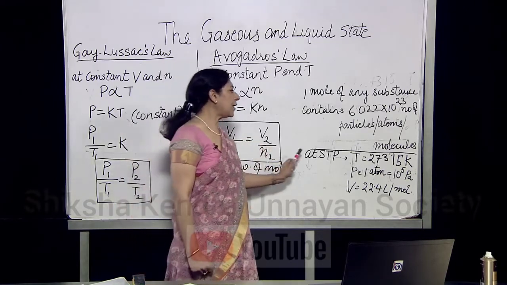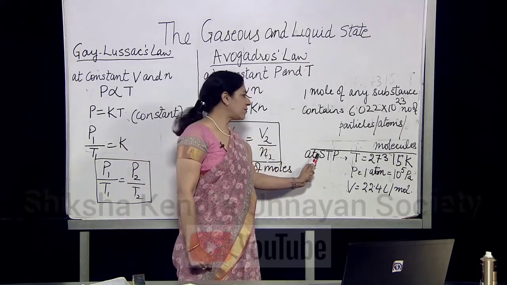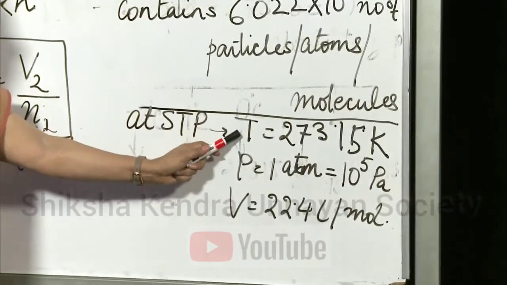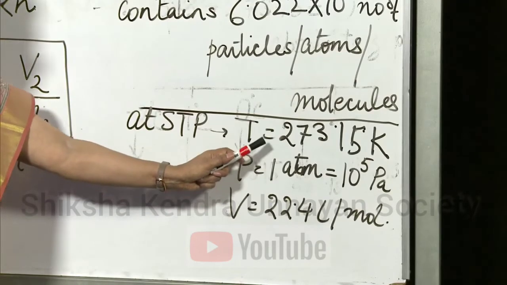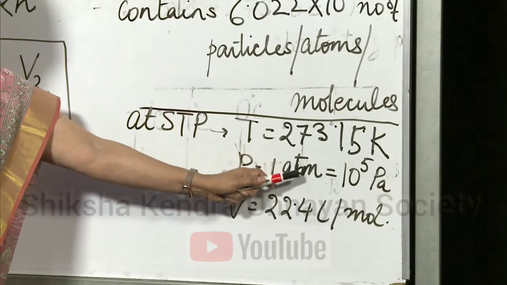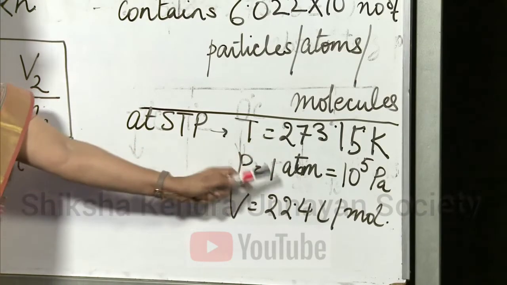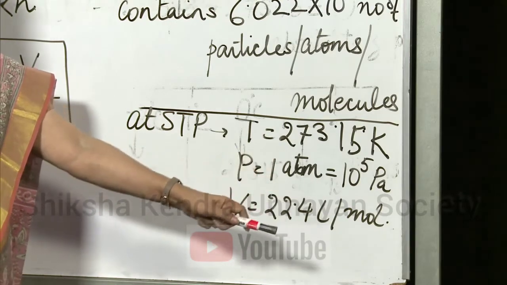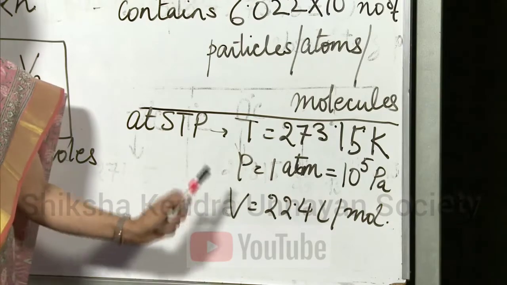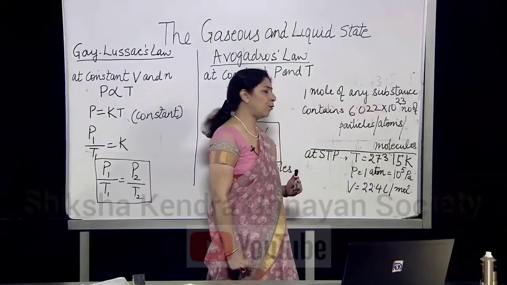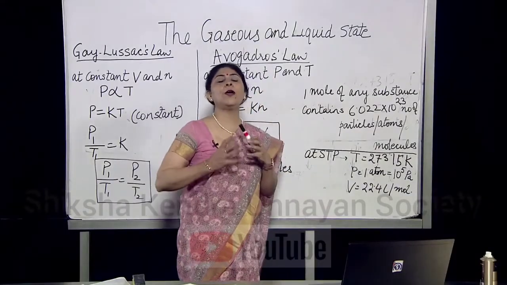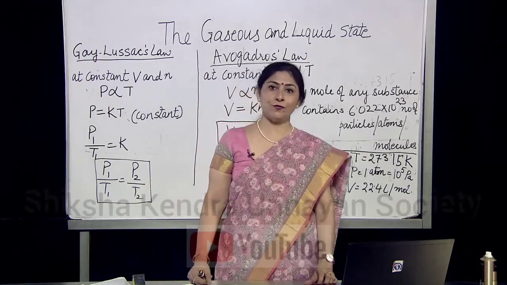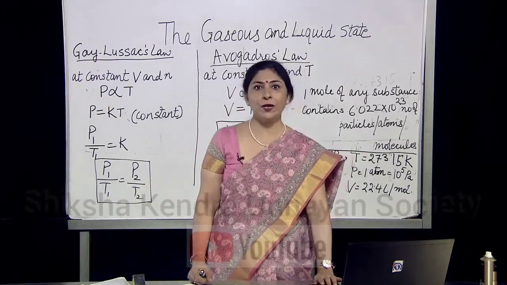At STP, what is STP? Standard temperature and pressure, where temperature is taken at absolute 273.15 Kelvin, pressure is 1 atmosphere, or we can say 10 to the power 5 Pascal, and volume is 22.4 liters per mole. So, the number of molecules in a mole will remain constant, that is 6.022 into 10 power 23.